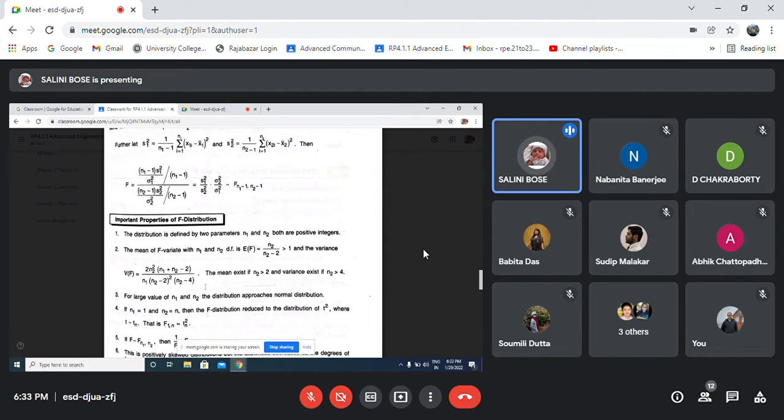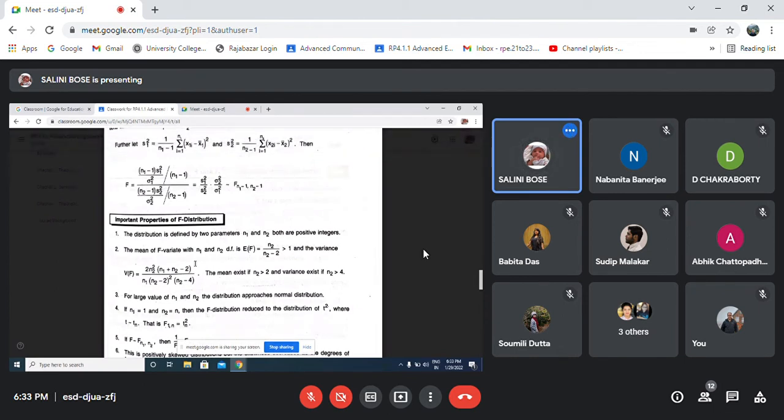As this distribution has only two parameters, n1 and n2, you can see that for both mean and variance the expressions are in terms of the parameters n1 and n2. The mean will exist if n2 is greater than 2. Obviously, because if n2 is less than 2, then the mean will become negative. The mean must be greater than 1, so it will exist when n2 is greater than 2. And the variance will exist if n2 is greater than 4. Otherwise, it will be a negative value.